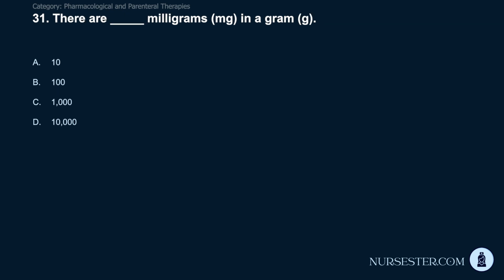31. There are _ milligrams, mg, in a gram, g. A. 10. B. 100. C. 1000. D. 10,000. Correct answer, C. 1000. 1000 milligrams, mg, make up a gram, g.